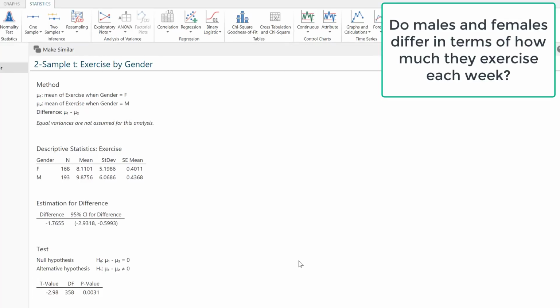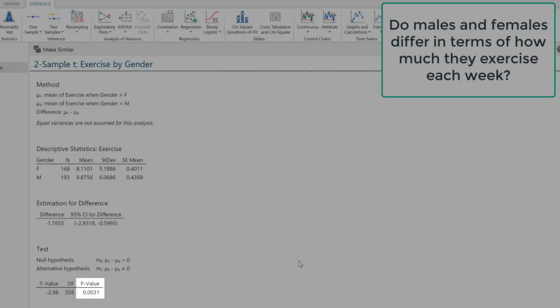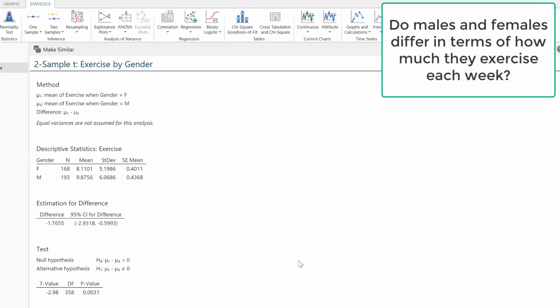Step 3, determine the p-value. That's 0.0031. Step 4, make a decision. Our p-value is less than the standard 0.05 alpha level. We reject the null hypothesis. And step 5, state a conclusion. There is evidence that in the population, the mean number of hours per week exercised differs for males and females.